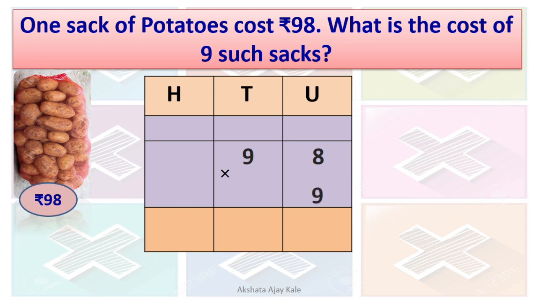Right? Now, first we are going to multiply 8 and 9. So 9 8s are how much? 9 8s are 72. You know the tables, isn't it? So 9 8s are 72. Here 2 is in the unit place, so we will write 2 here. And 7 is carried over to the tens place.